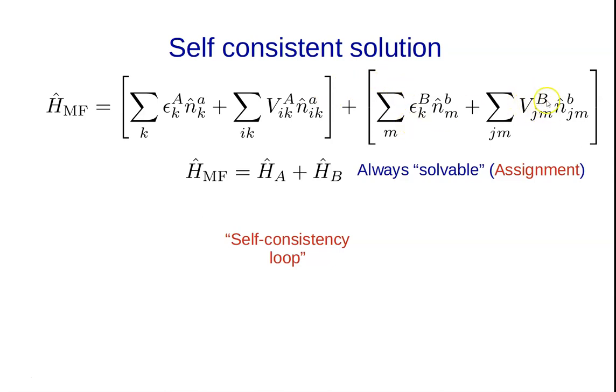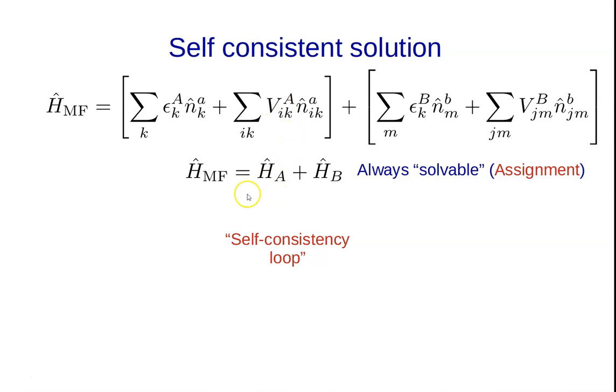Now, in order to calculate these guys, I need to know the average value, the expected value over the ground state of these operators. So which came first, the chicken or the egg? In order to find the ground state, I need to diagonalize it. But in order to diagonalize it, I need to know these guys. In order to know these guys, I need to know the solution. So how do I get out of the circle?